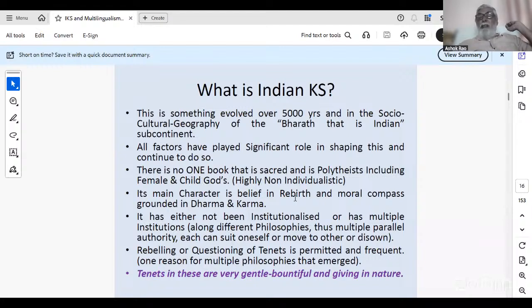Its main character is belief in rebirth, which the Abrahamics don't have. And the moral compass is grounded in two terms called dharma and karma, okay. Even more interesting, it has either not been institutionalized or has multiple institutions along different philosophies, multiple parallel authorities. Therefore, each individual can choose which one is better for him or her, or they can move to some other system, or they can disown everything. Even atheists are part of this system. You don't have to believe in a God, okay?